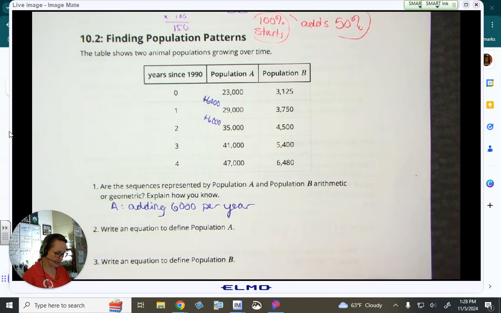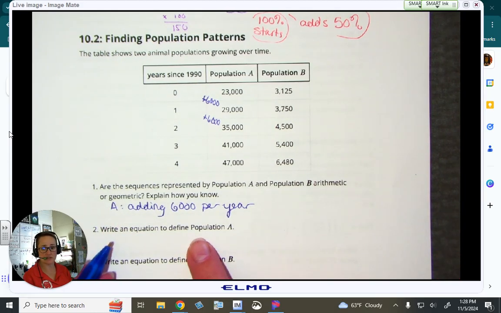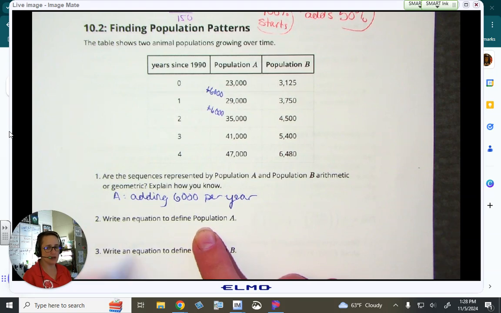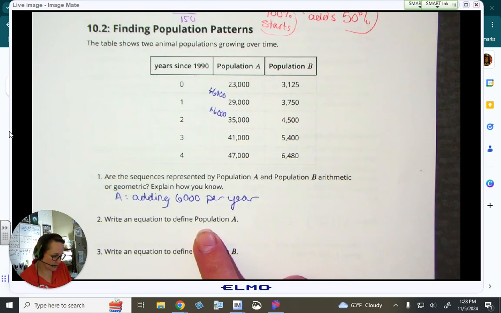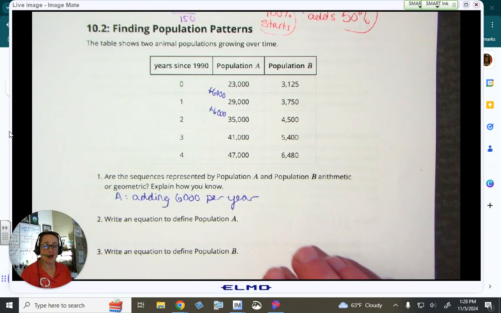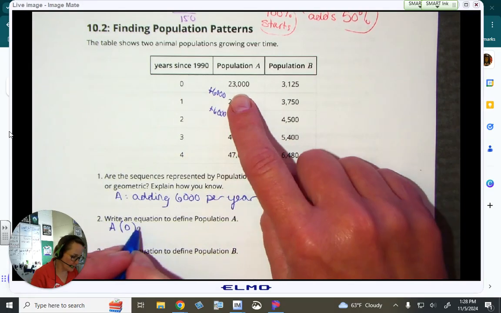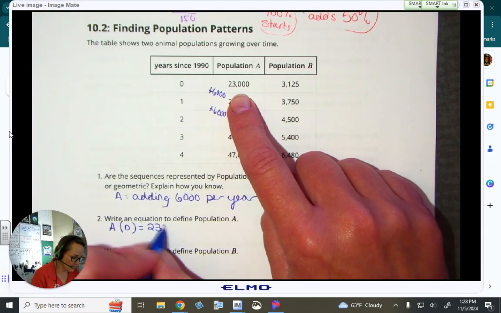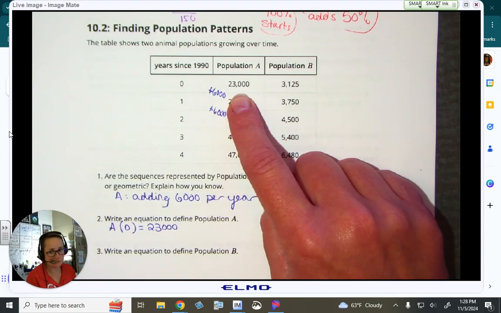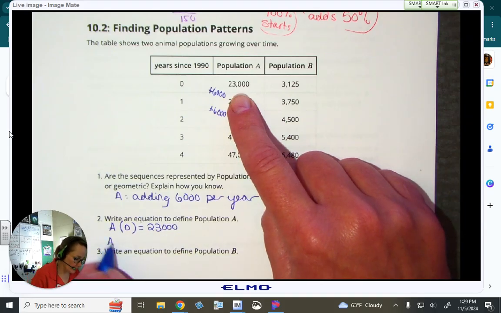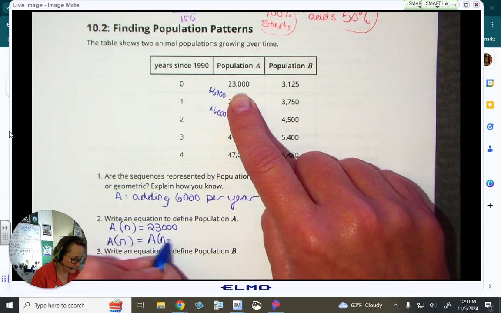It is arithmetic. So to write an equation that defines population A, it didn't tell me what kind of equation to write. I could write it recursive, where the first year, the 0th year, is 23,000, sorry. And every one after that is the prior one plus 6,000.